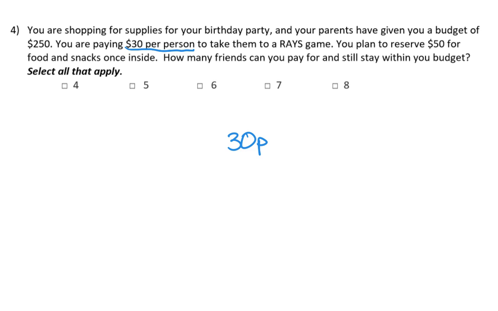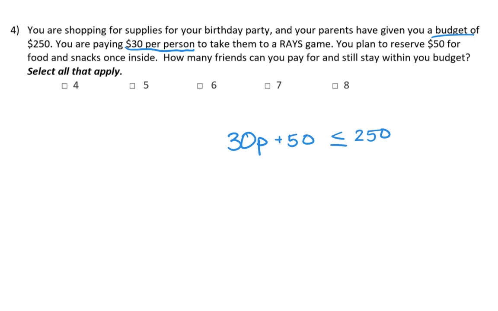You plan to reserve $50 for food and snacks once you're inside. So we're going to save $50 for food. So that $50 is for food, and then $30 per the amount of friends I can have. Now, it says I have a budget, which means that's how much money I have. I cannot spend more than $250 because I would go over my budget. So I can only spend less than $250. Can I spend exactly $250? Sure, that would max out my budget.